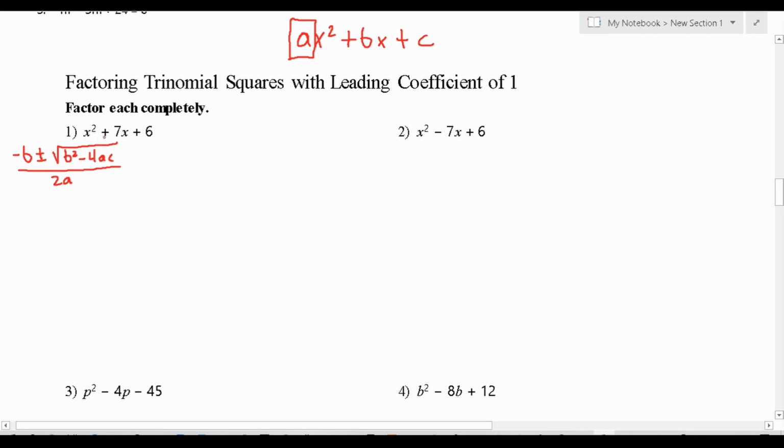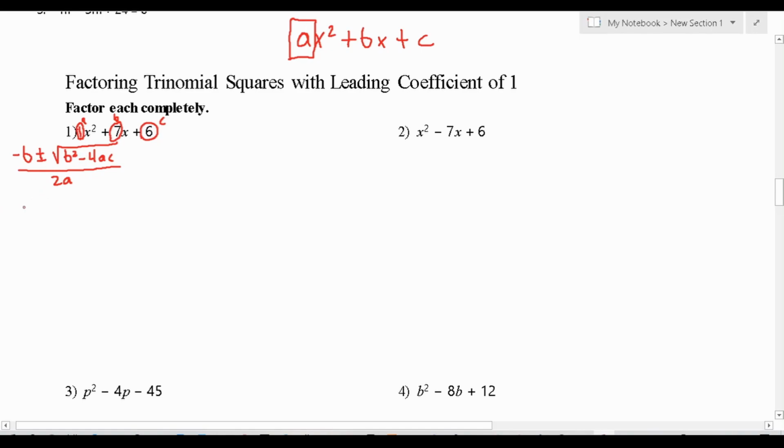As we did yesterday, we have to identify our a, b, and c values. Again, as I just mentioned, if a is not written, we assume it's 1, so 1 is going to be our a in this case. B, of course, is going to be 7, and c, of course, is going to be 6. Now let's just plug those in and use this formula to solve.